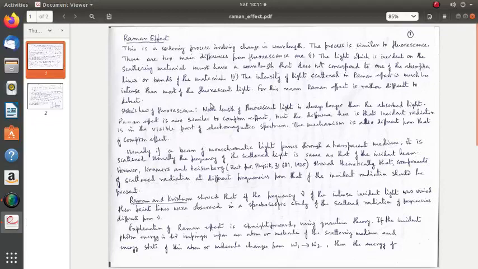Hello, in today's lesson we will learn about the Raman effect. Raman effect is a scattering process involving a change in wavelength. This process is similar to fluorescence. You know the fluorescence lamp where ultraviolet radiation is converted to the visible part of the spectrum because the wavelength increases during the fluorescence. But there are two main differences from fluorescence.